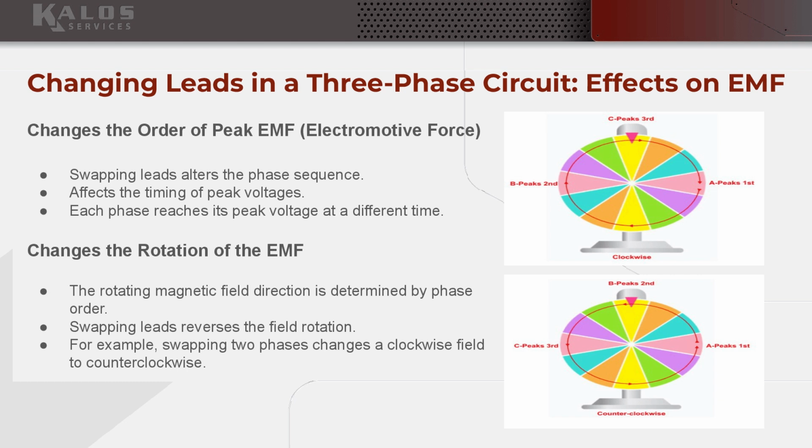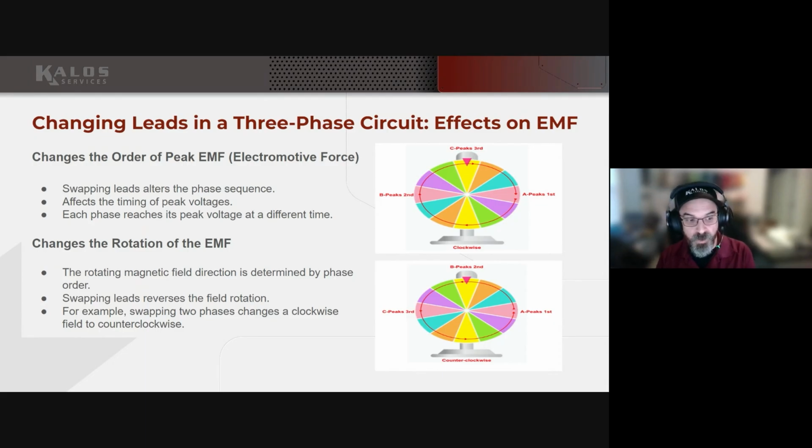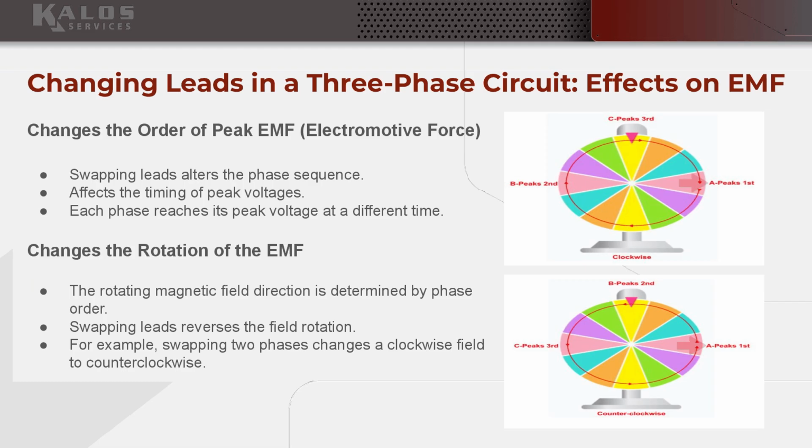So if we go from A, B, C, A is going to peak first, B will peak second, C will peak third. Okay, so that's one way to think about which direction this motor is going to turn. Well, it's going to start turning in the direction of A. It's going to continue turning in the direction of B, and then proceed and just continue to turn in the direction of C, and start over and over and over again.